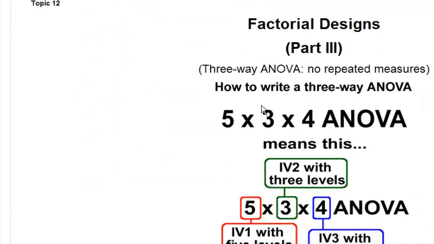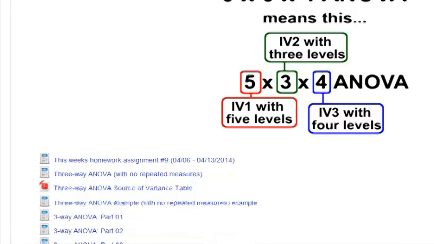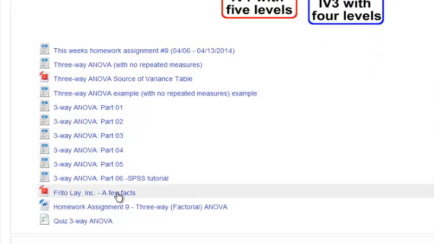Now, with this upcoming week's homework number 9, the three-way ANOVA, what I want you to do is to be very, very precise, okay? The scenario is that you're a consultant for Frito-Lay, and I want you to read the little data points about how much money they make. They're a very, very successful company.